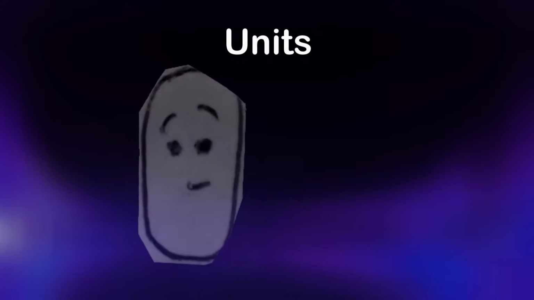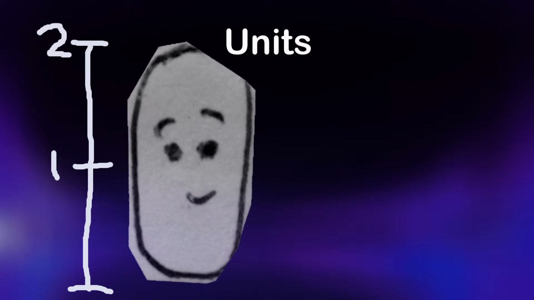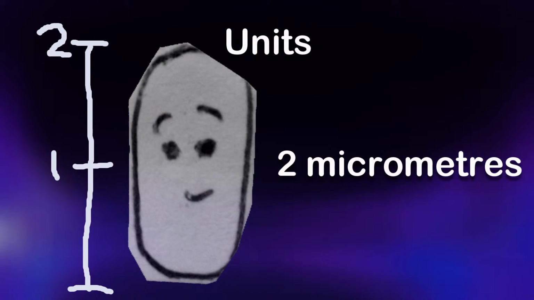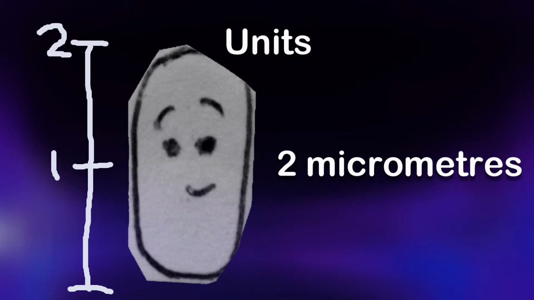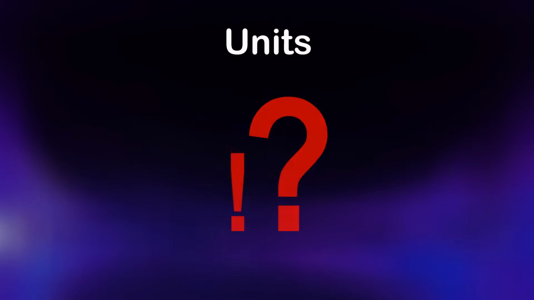But a bacterium like Theo the tiny bug is 1,000 times smaller still. He's about 2 micrometres long. There are 1,000 micrometres in a millimetre, or 1,000,000 micrometres in a metre. But how do we write that?